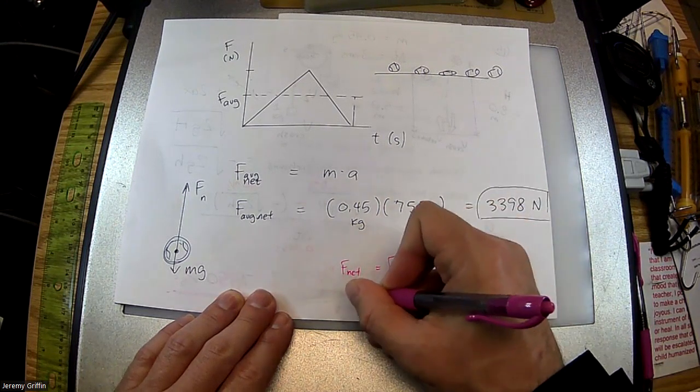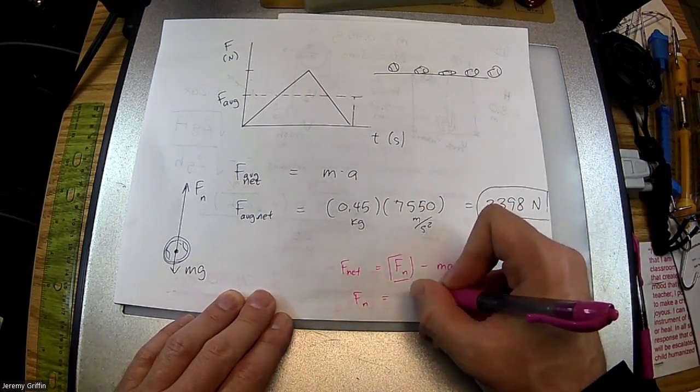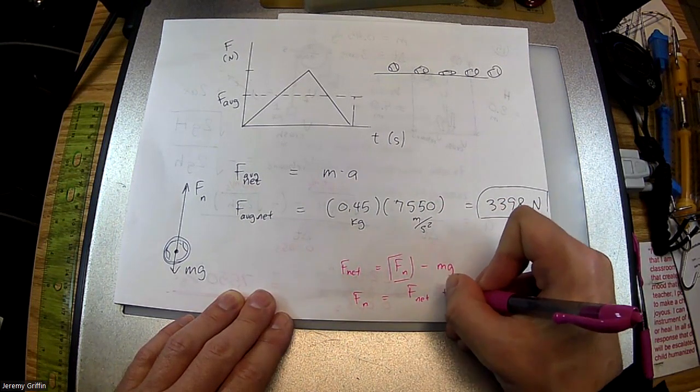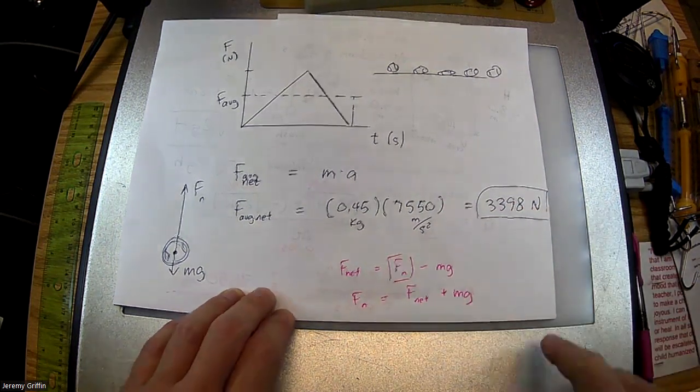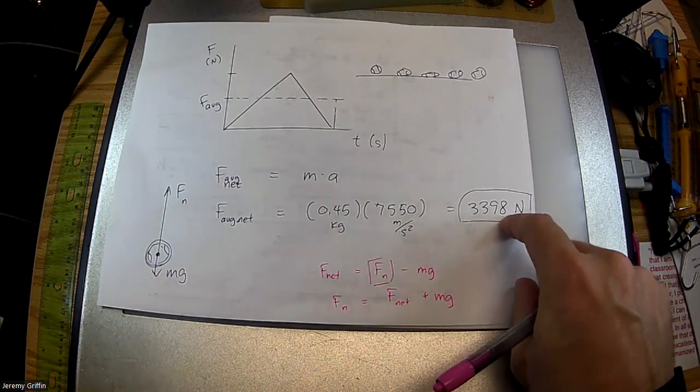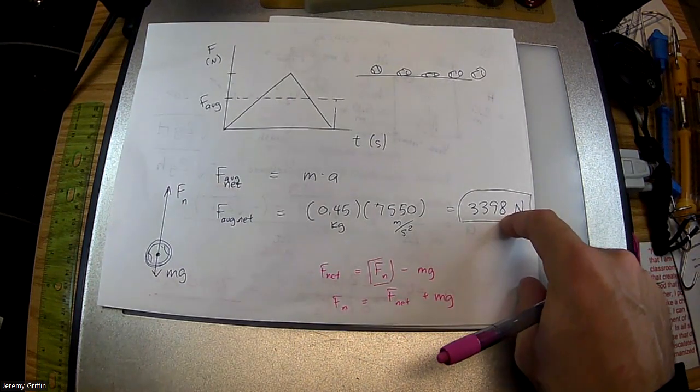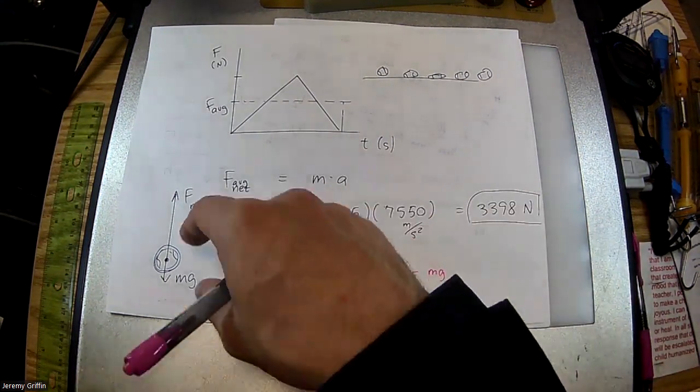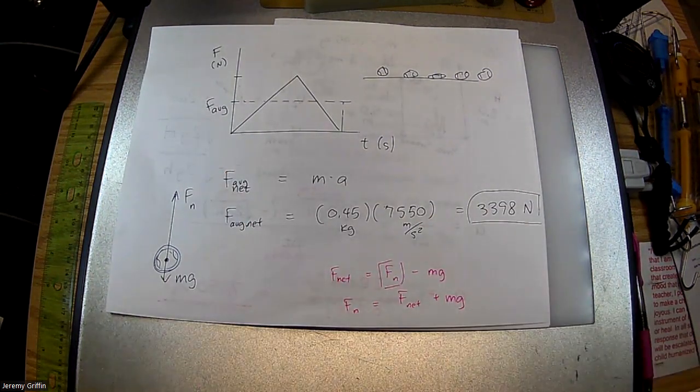Therefore, what's the normal force from the ground? Well, you could rearrange this and get that it'd be the net force plus the weight of the ball. Now, the weight of the ball was about 4 or 5 newtons. So if you add 4 or 5 newtons to that, you get something like 3,402 newtons. So the actual force from the ground is a little bit bigger.